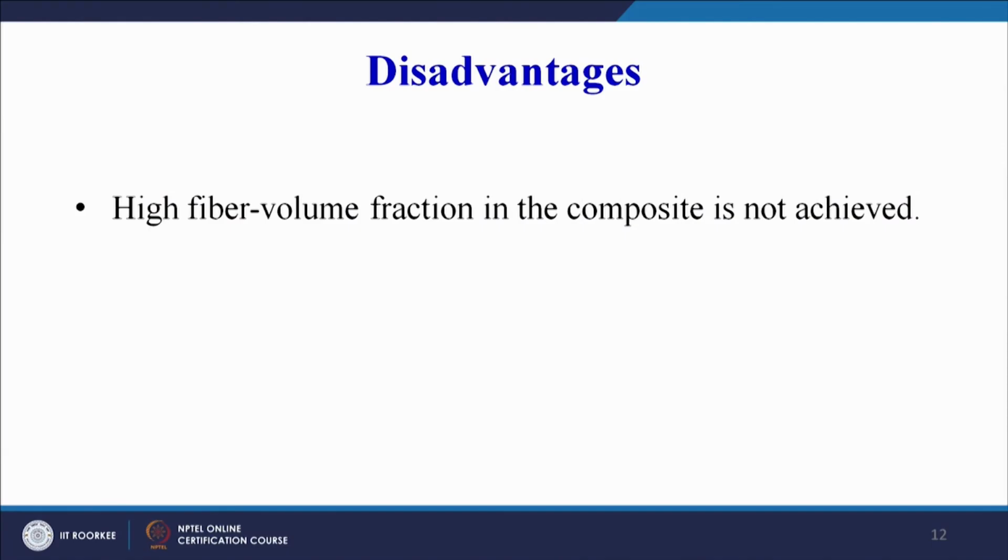What is the disadvantage? The disadvantage is that a high fiber volume fraction in the composites is not achieved. So we have to properly impregnate the fiber, therefore we need to have an adequate amount of resin, and the viscosity also we have to control so that the fibers are properly impregnated by the resin. Therefore sometimes a high fiber volume fraction is not achievable in the case of SMC compounds.